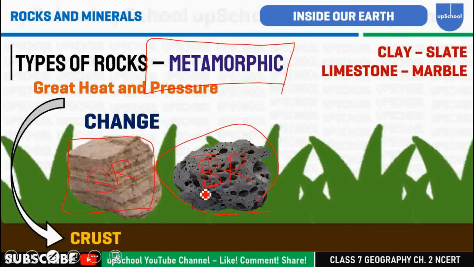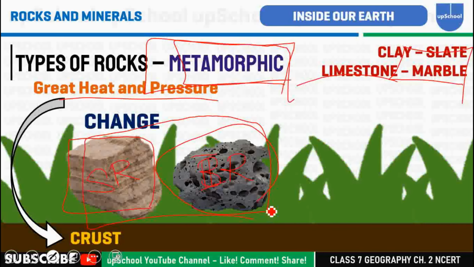So clay is actually sedimentary rock. Due to great heat and pressure, it'll change to slate, which is a metamorphic rock, and limestone, which is a sedimentary rock, can turn into marble, which is a metamorphic rock as well. The metamorphic rocks are basically rocks that are formed when other types of rocks, due to great heat and pressure, are changed into this whole new different rock.